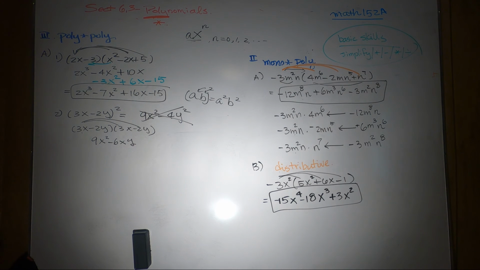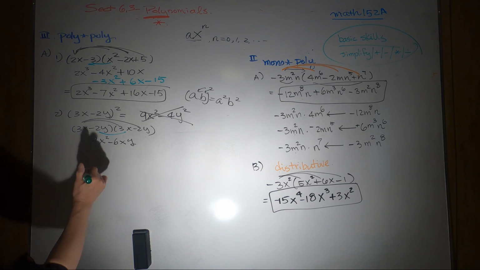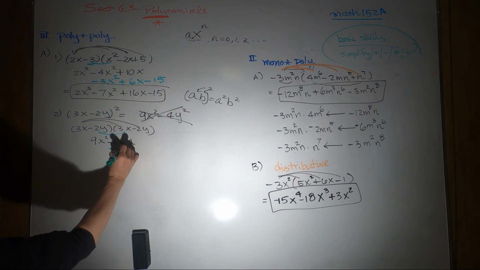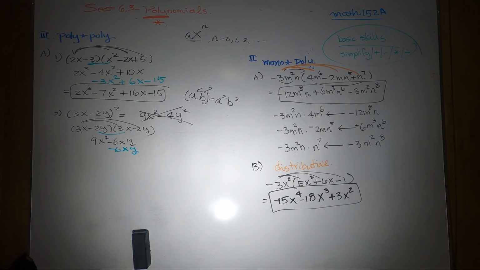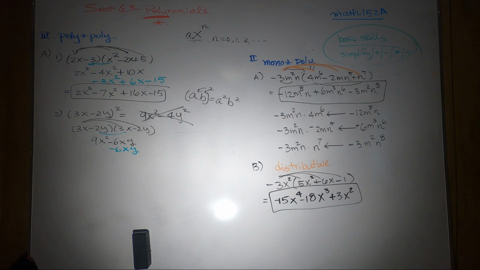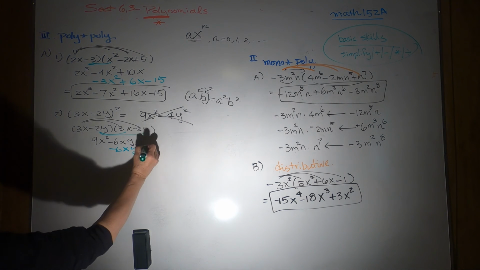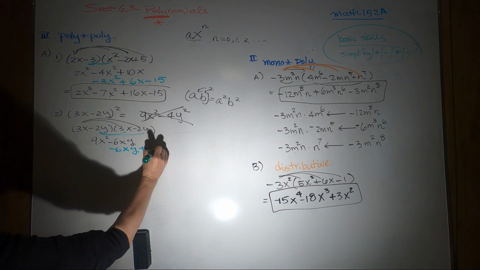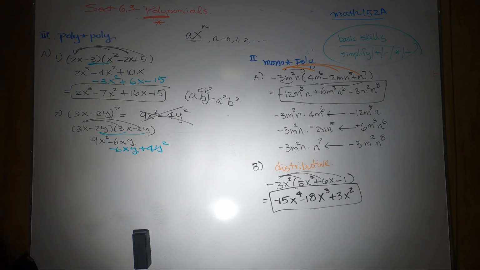Then the lower rainbow, you have negative 2 and 3, negative 6. yx is the same thing as xy. We follow the alphabetical order, right? The last one, negative, negative, positive. 2 times 2 is 4, y times y is y squared, right?